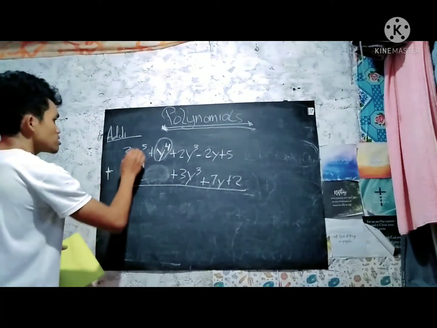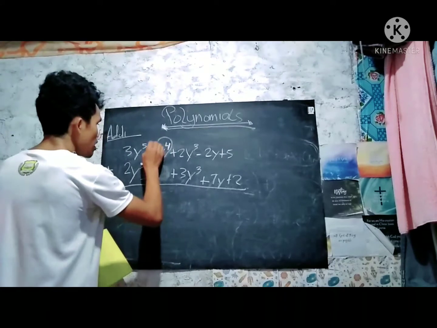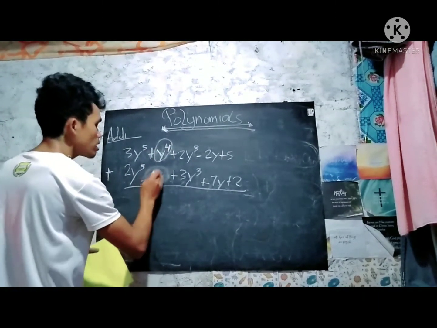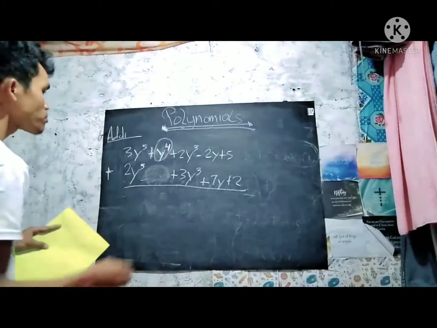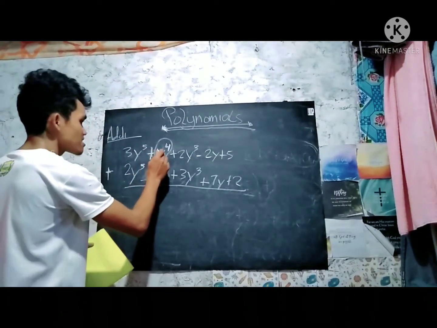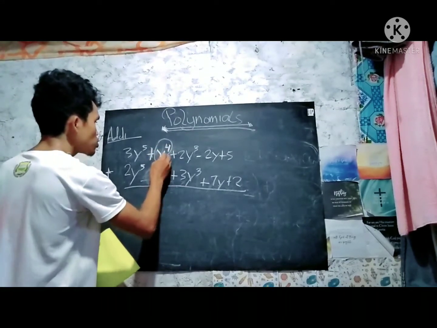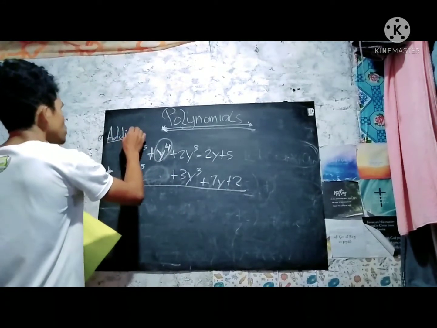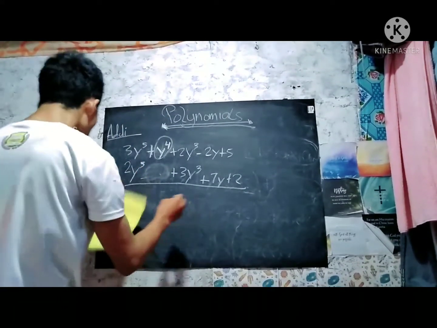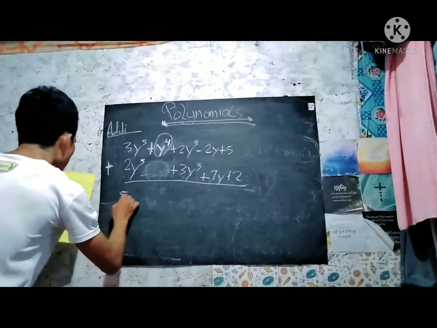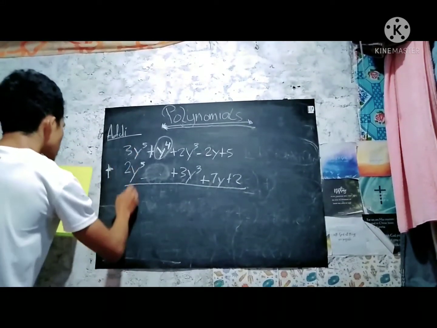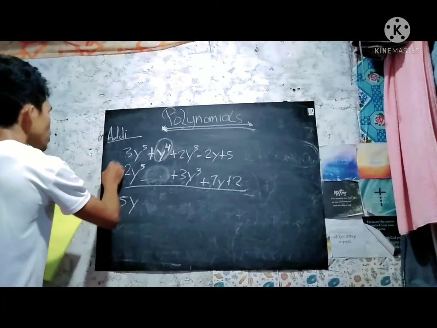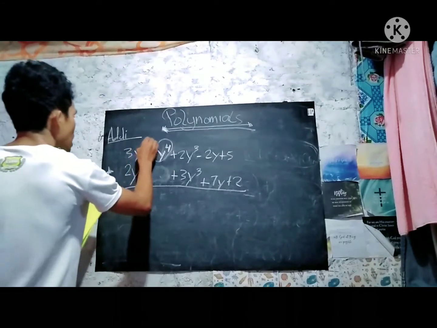This is the rule of addition: if there is no like term in the other equation, we cannot add it. So what we are going to do is just copy this function over here. Then we add the rest, because we undergo polynomial addition. So we have 2 plus 3 is 5y, the same power, because in addition, if the power is the same, we just copy the power.